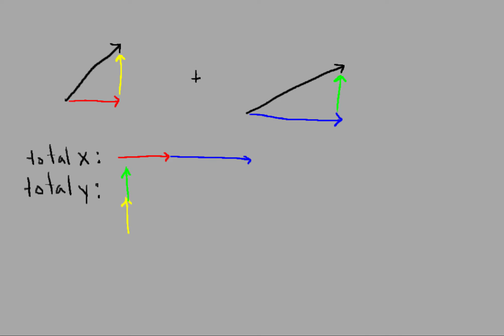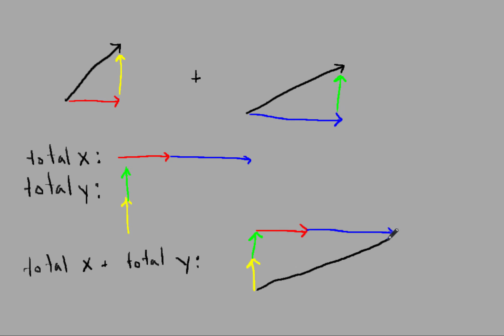Now you have two vectors that are perpendicular to each other, built out of the components of the original vectors. We can add this total x and total y together to get the resultant. The total y, which is the green and the yellow, plus the total x, which is the red and the blue vector, combine to create two perpendicular vectors. The resultant is drawn from the tail of the first to the tip of the last.